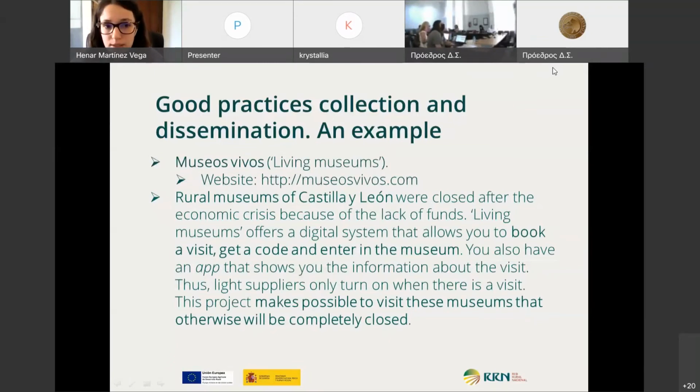And as you can see on the screen, this project is about rural museums of Castilla y León, which is a region of Spain, that were closed after the economic crisis because of the lack of funds. This project offers a digital system that allows you to book a visit, get a code, and enter the museum. And you also have an app that shows you the information about the visit. The suppliers only turn on when there is a visit, and this project makes it possible to visit these museums that otherwise would be completely closed.